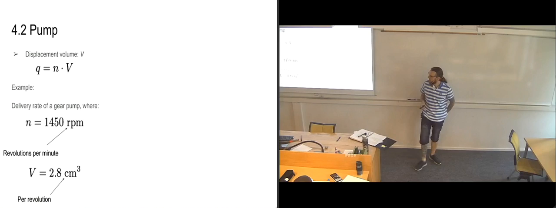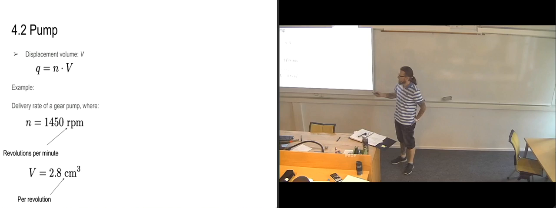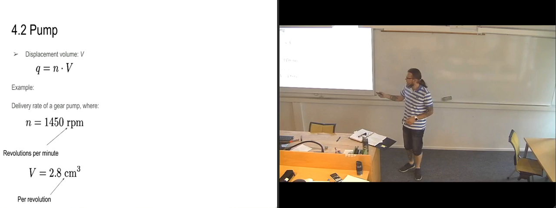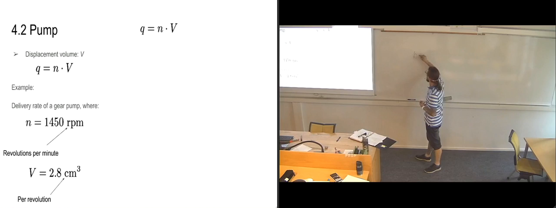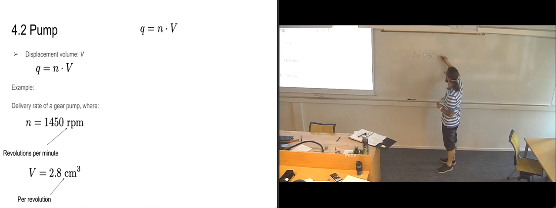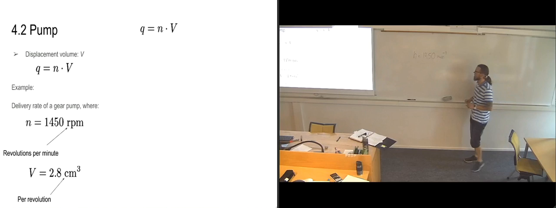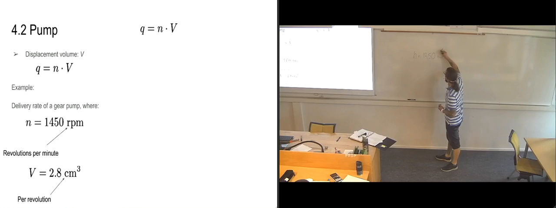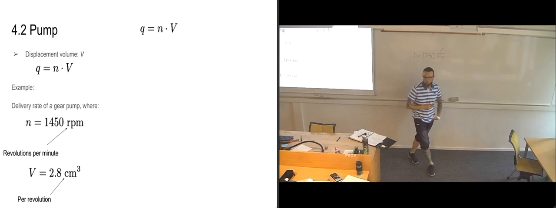So when we put these together, because of course a revolution doesn't have any unit per se, if you're going to write this correctly, you would write it as n equals 1,450 minutes raised to the -1, or you could also write 1 divided by minutes. So that's the correct one, which is also why it doesn't say anything about per revolution on the displacement volume. But that is in effect what we are calculating here.